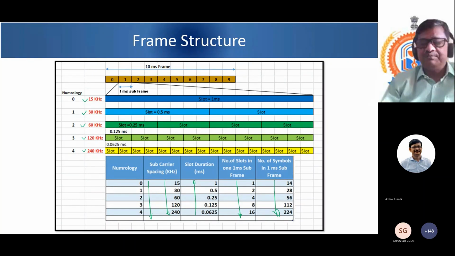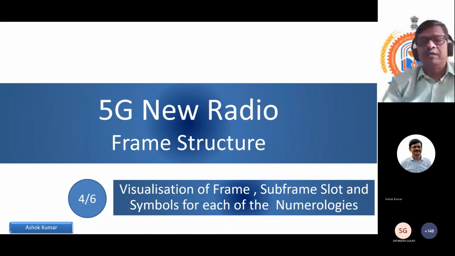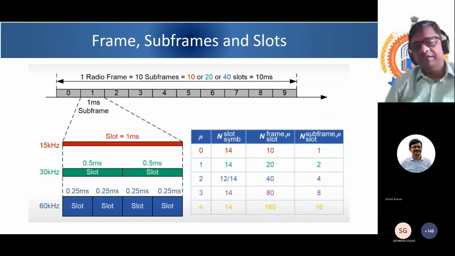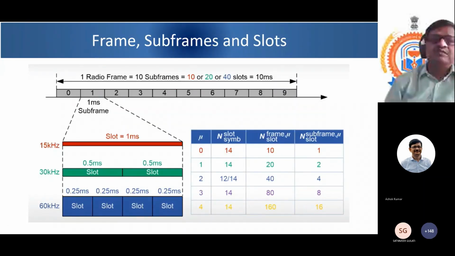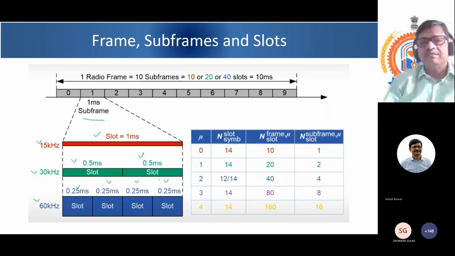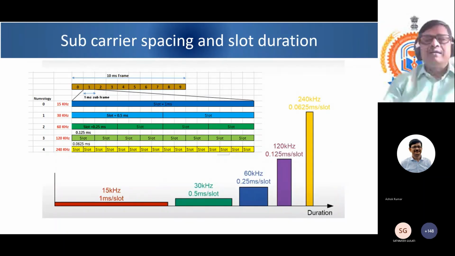So this is the concept. Now let us see visually what we understood. Just see the same thing in a visual manner. Suppose you have a frame of 10 milliseconds, and then you have one subframe of 1 millisecond. At 15 kilohertz, you have one slot. At 30 kilohertz, you have two slots. At 60 kilohertz, you have four slots. Same concept in a different visualization.